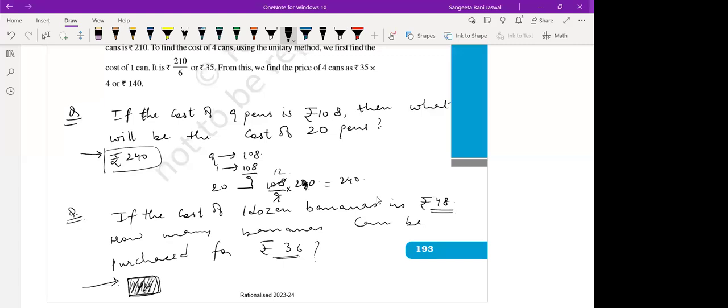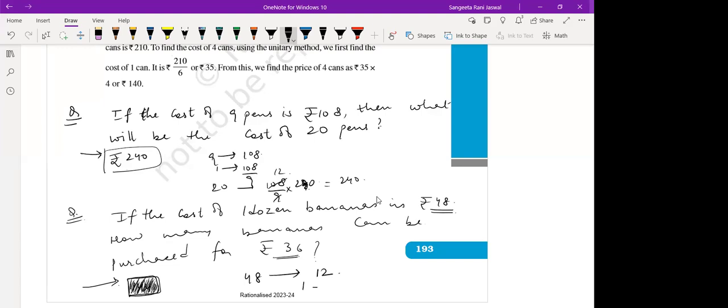How did you get 140? 9 bananas. Okay, you told me 144. Mom, I accidentally multiplied instead of dividing. Okay, I also got 9 bananas. Mom, so in 48 rupees, you get 12 bananas, right?